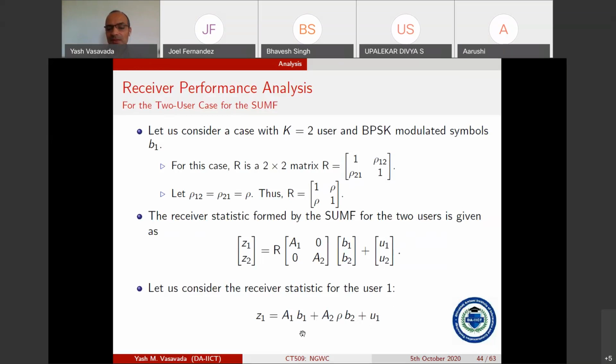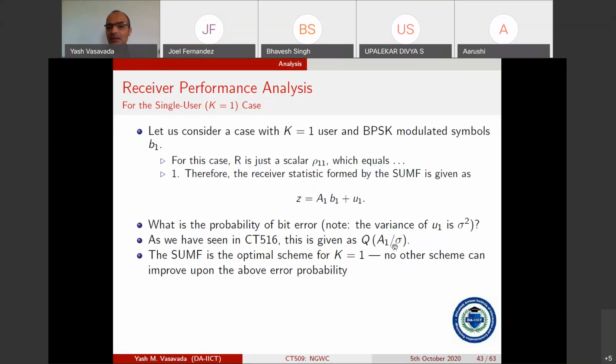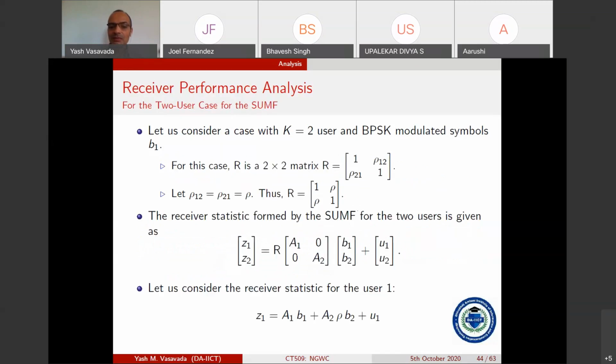So remember we said here that the way we get this answer is by thinking of the decision statistic as having a mean of A1. Suppose B1 is 1, then the mean is A1. And around that mean, there will be a bell-shaped PDF because of the zero mean U1. The standard deviation will be sigma. And the error probability is the Q function of A1 divided by sigma. So that is how you want to think about this problem also.